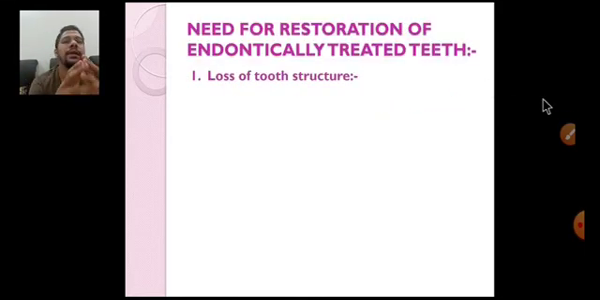Now coming to the need for restoration of endodontically treated tooth. Why do we give crowns for root canal treated tooth? What is the need for crowns? What will happen if you don't give a crown in a root canal treated tooth?